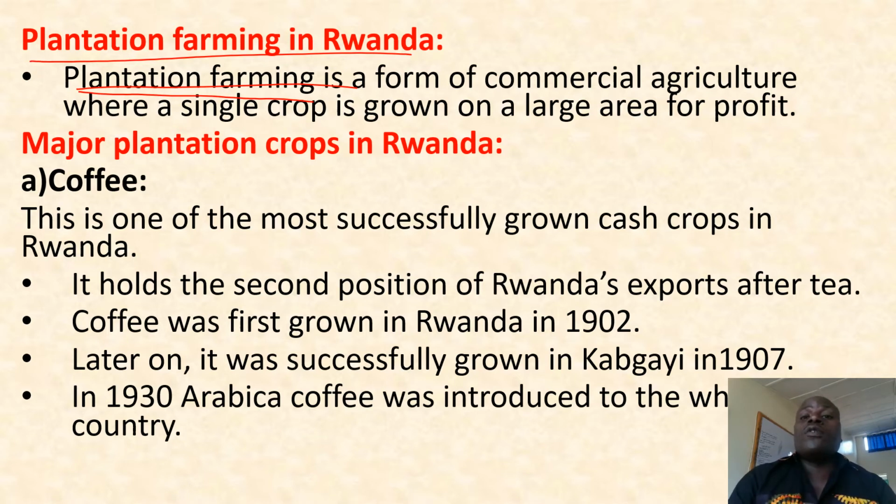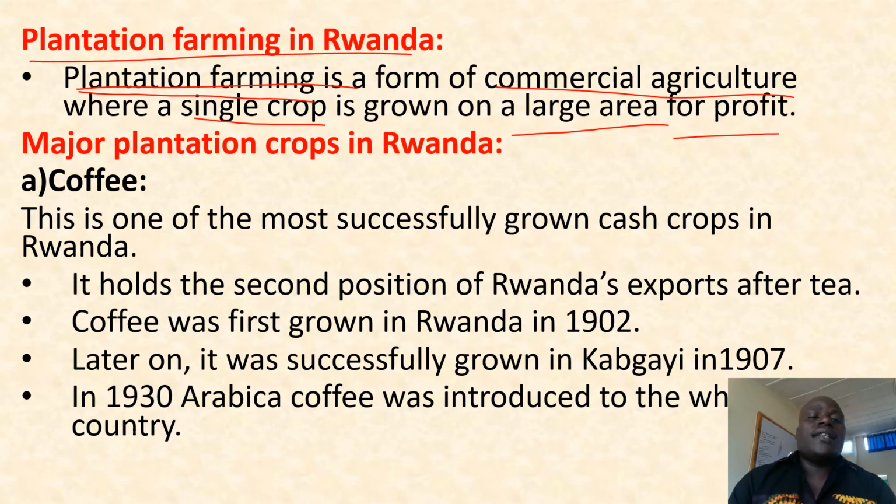It is a form of commercial agriculture where a single crop, especially a cash crop, is grown on a large scale or on a large area for profit. It is commercial. A single crop, mainly a cash crop, is grown on a large area for profit. If you analyze this definition, it is the opposite of subsistence cultivation.